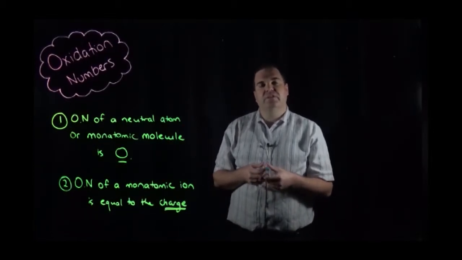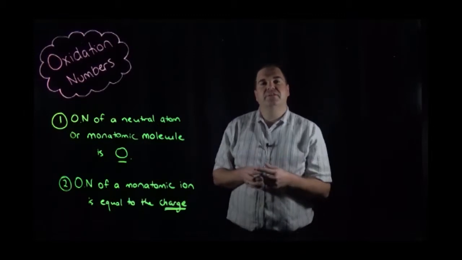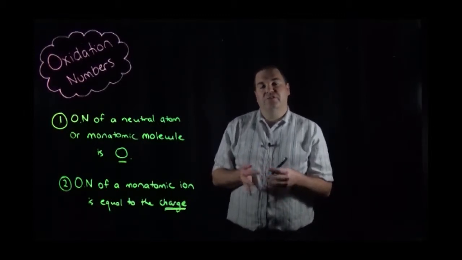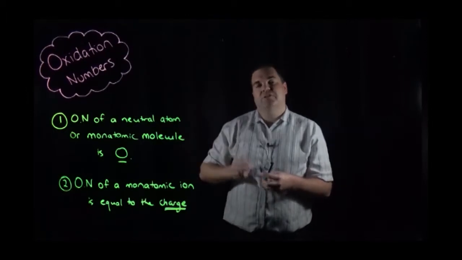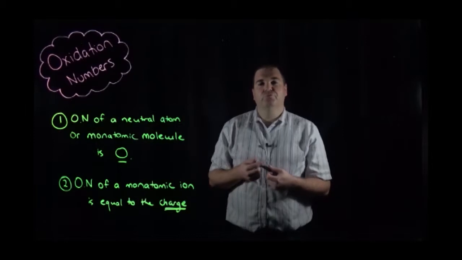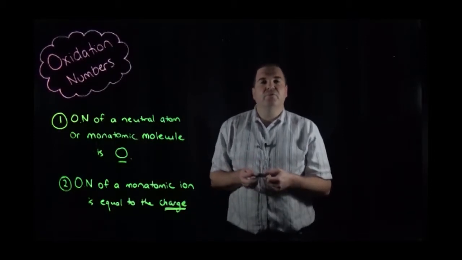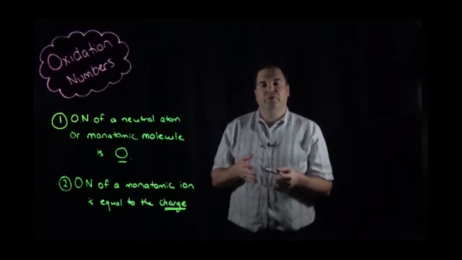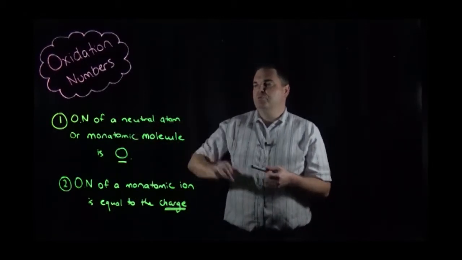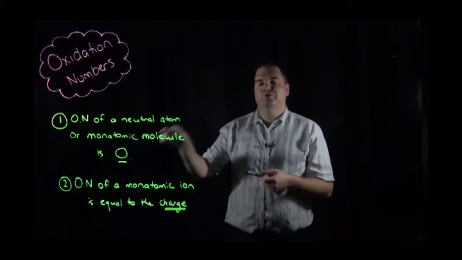When we're doing things like electrochemical cells, electrolytic cells, particularly when we're trying to write half equations or work out if oxidation or reduction has occurred, oxidation numbers will be really useful. So firstly, I'm going to go through the first 2 rules, which are fairly straightforward, so hopefully you understand them pretty quickly. First rule is that the oxidation number of a neutral atom or monatomic molecule is 0.